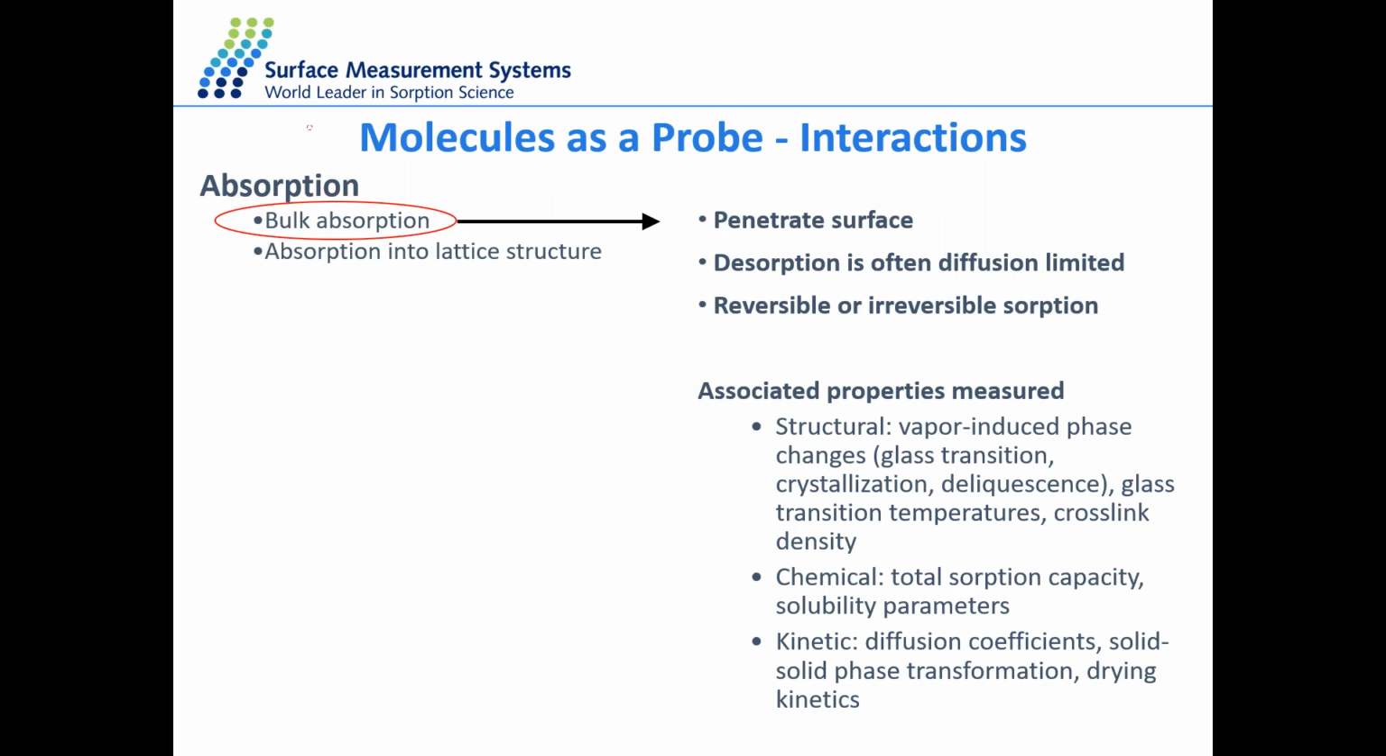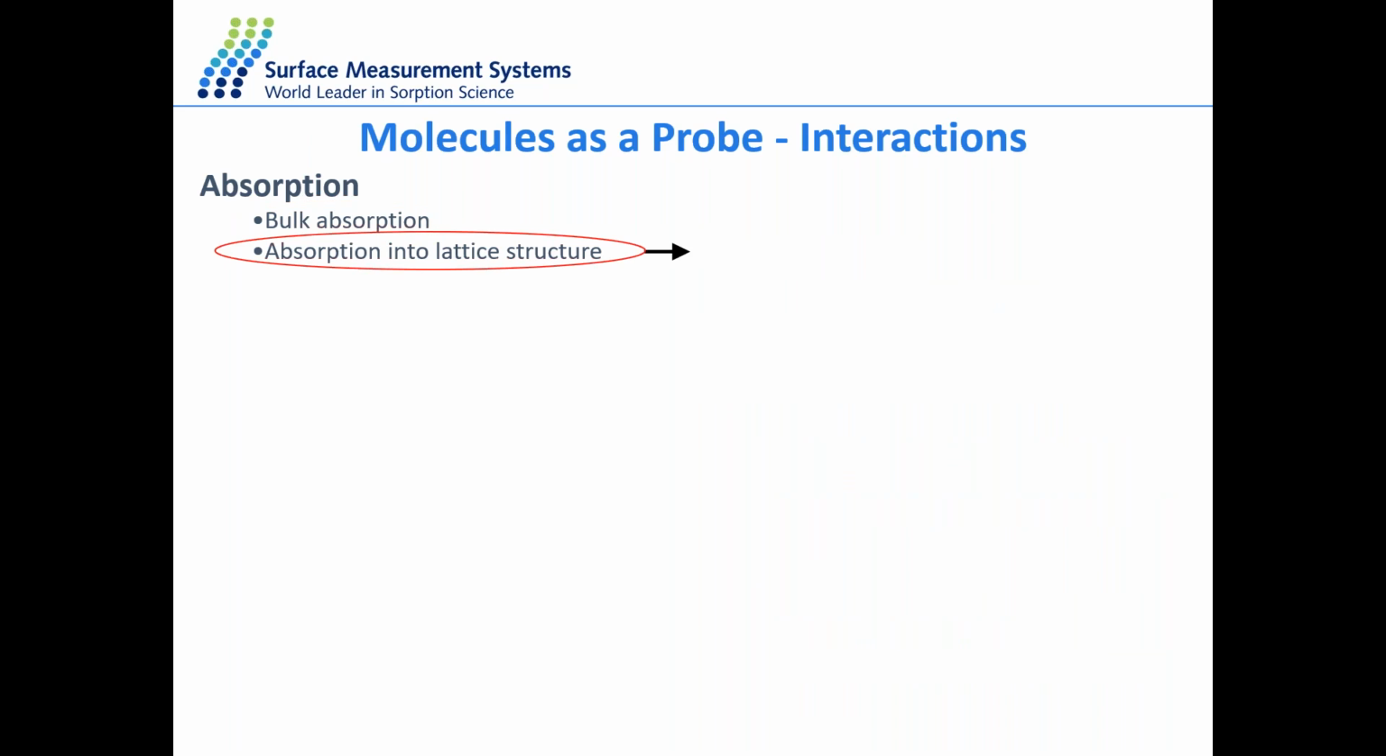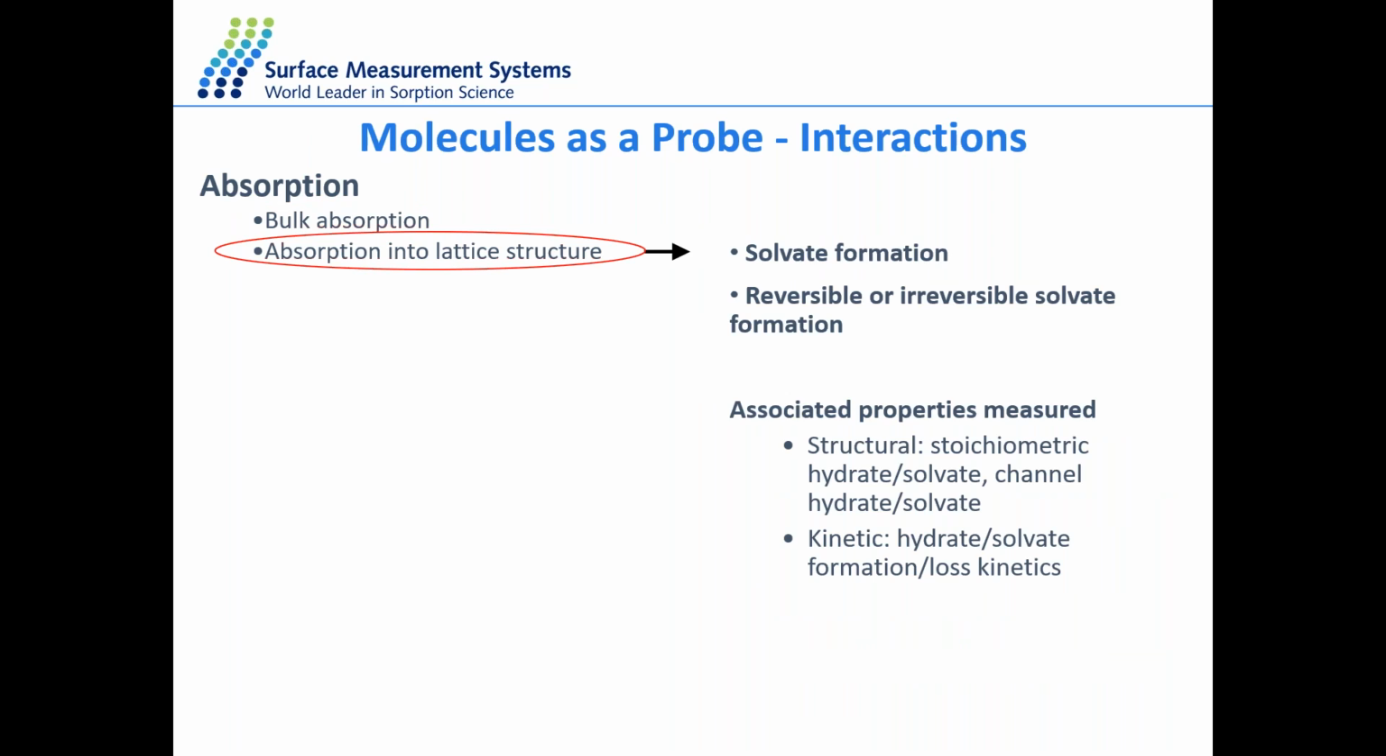What we can analyze using this type of technique are phase transitions, so vapor-induced transitions: glass transition, recrystallization, and deliquescence, which are phenomena that we are going to describe in this specific presentation. We're going to also add information about total sorption capacity and solubility parameter. We can get information on DVS using diffusion and permeability as a phenomenon of bulk sorption. Lastly, we have absorption into the lattice structure.